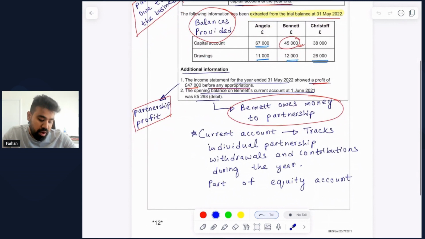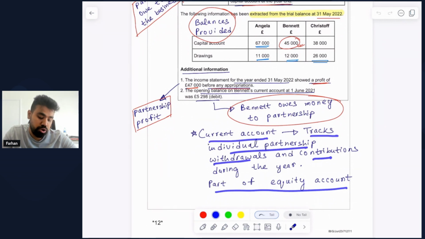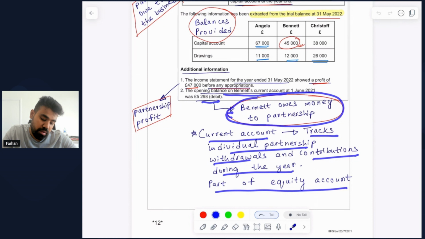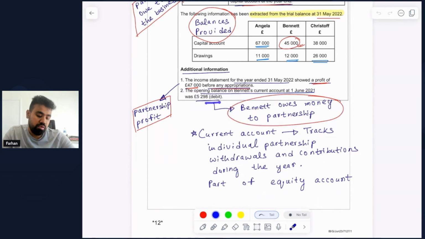Now, always remember that a current account is a part of the equity account for each partner. And the purpose of preparing a current account is to simply track the individual withdrawals and contributions that have been made during the year. So if the opening balance on the current account is a debit, that should imply that more withdrawals have been made compared to contributions, and therefore the partner who has made these withdrawals will owe money to the partnership. So if the opening balance was a credit for the current account, that would mean the partnership owes money to the partner.